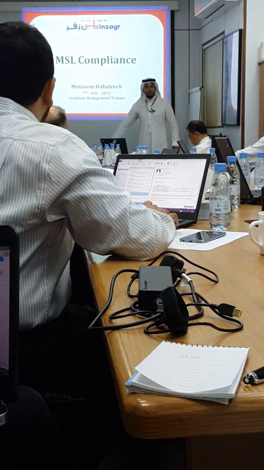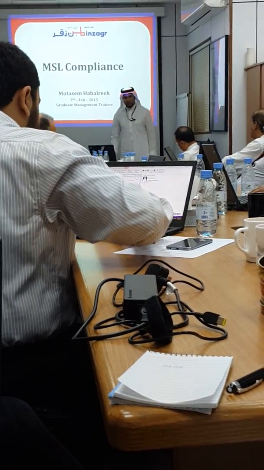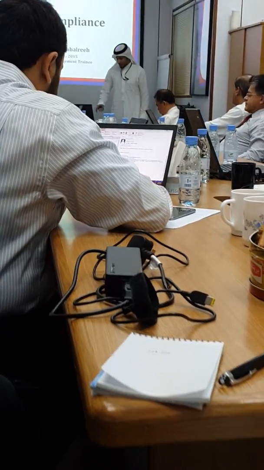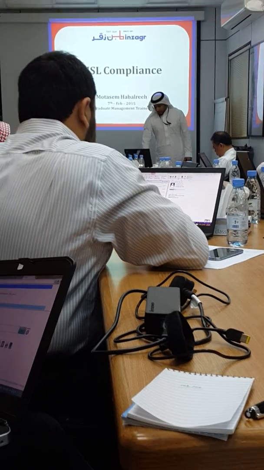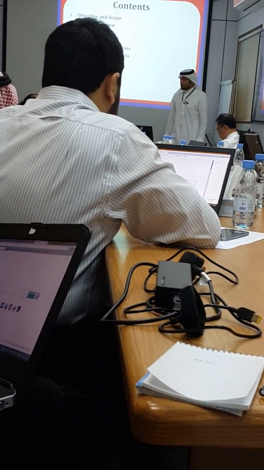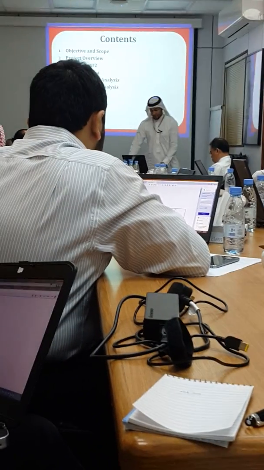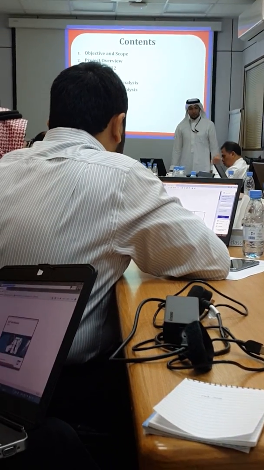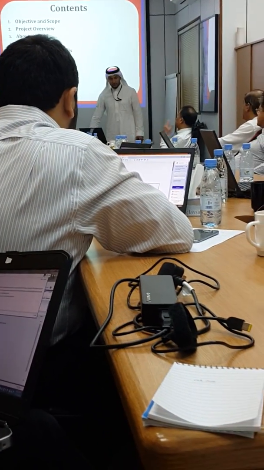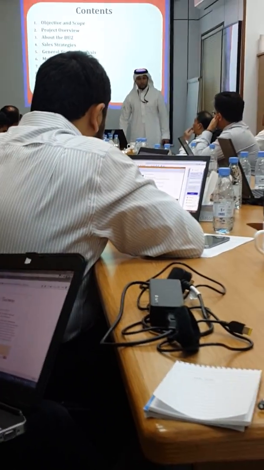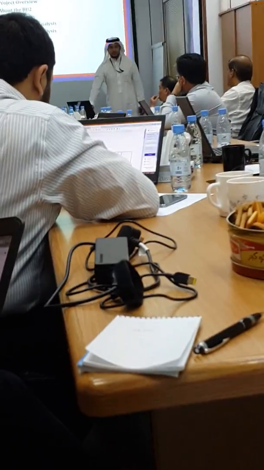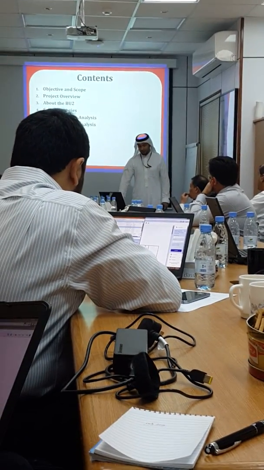My project is about must-sell list or must-stock list compliance, as different people are saying different things. So the contents of this project: the objectives and scope, the project overview, business unit 2, sales strategies, general trade analysis, recommendations, constraints, and achievements.